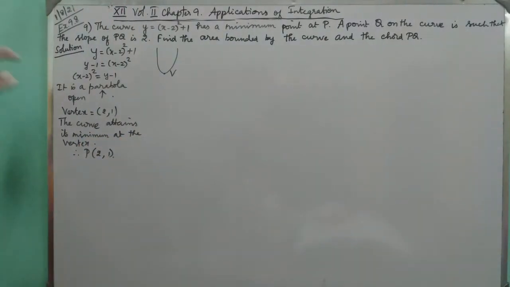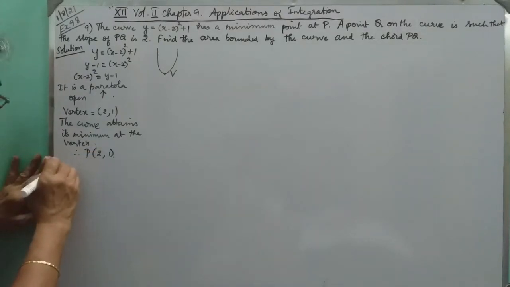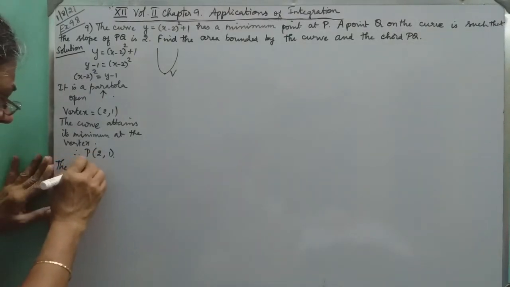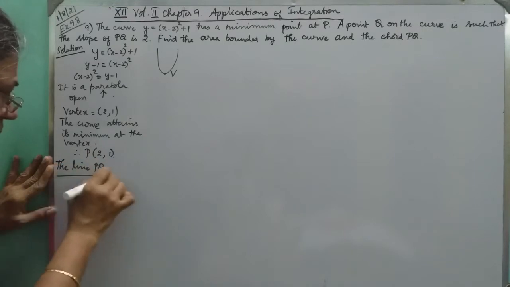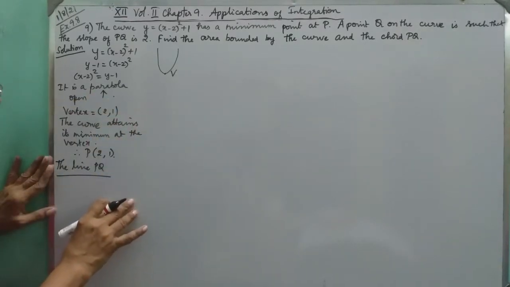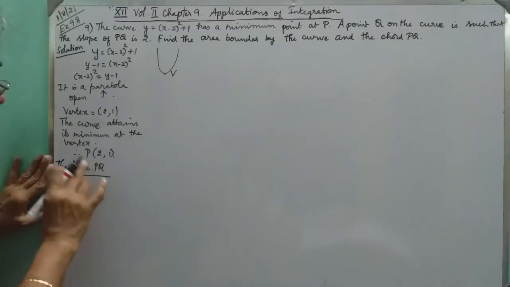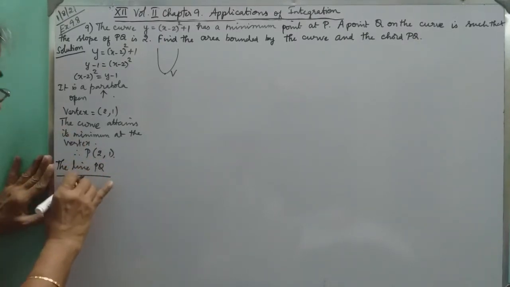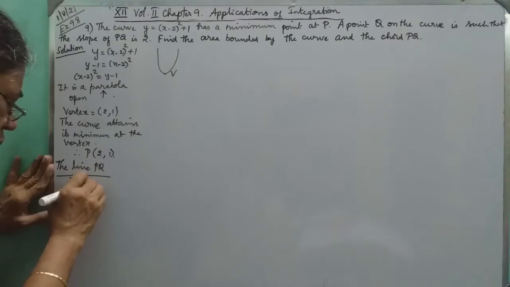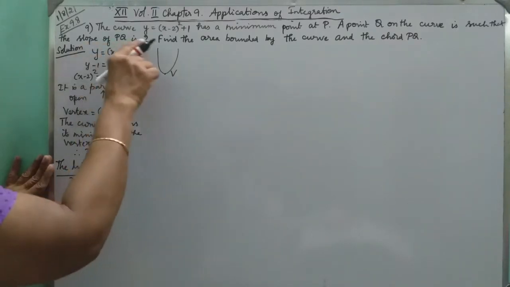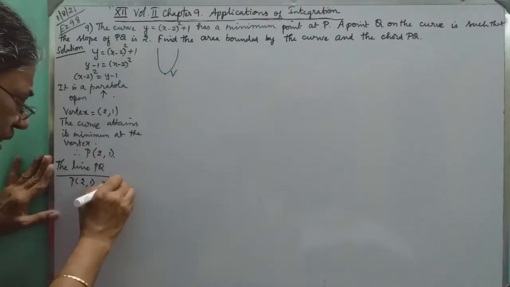Okay, now I require the line PQ. Actually PQ is a chord for the curve. What else do we know about the line PQ? The line PQ is passing through P, so we know a point (2, 1). What about the slope of PQ? That is 2. So m is equal to 2.